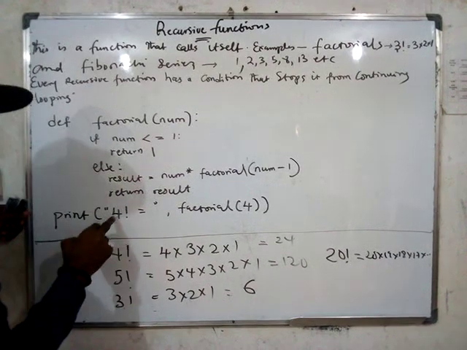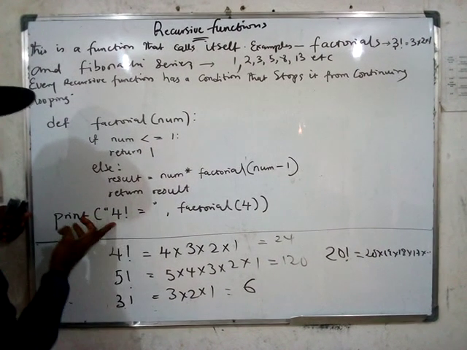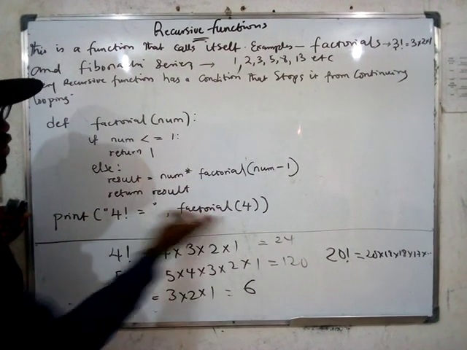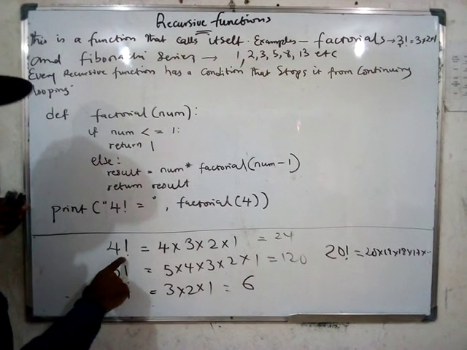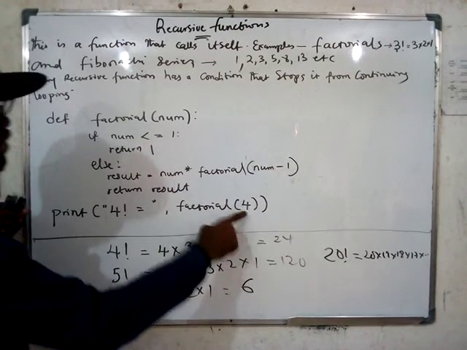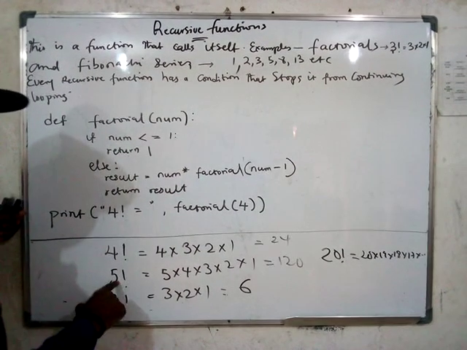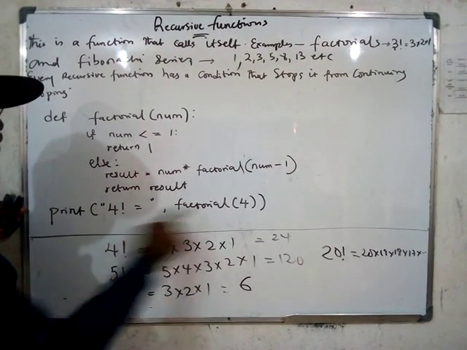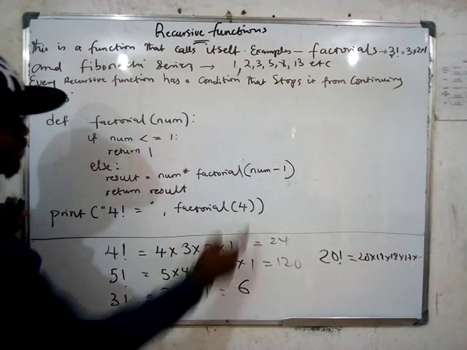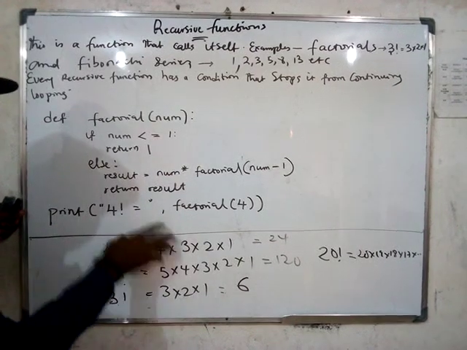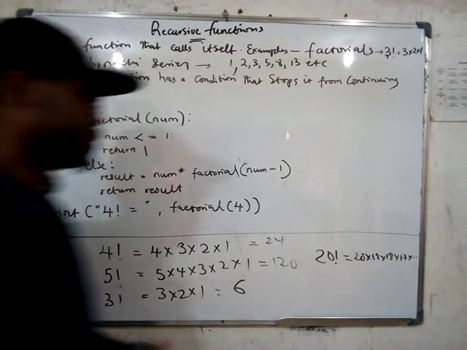So print out 4 factorial. If you call the function factorial 4, it will do this. If you put 4 here and here, you're going to get 24. But when you put 5 here and here, you're going to get 120. If you put 3 here and here, you're going to get 6. So this is an explanation of what this function is supposed to give us.